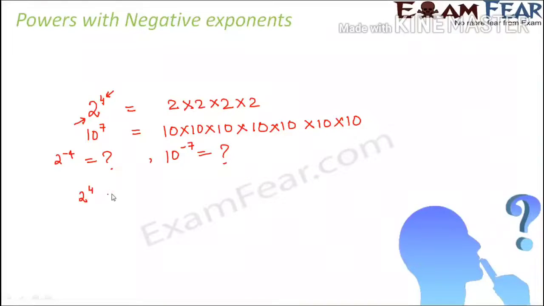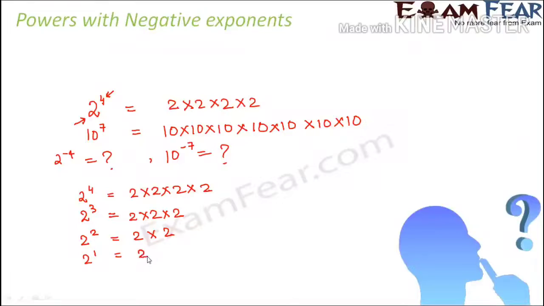So we see that 2 to the power 4 is 2 multiplied to itself for 4 times. Now what would be 2 to the power 3? That would be 2 into 2 into 2. What about 2 to the power 2? That would be 2 into 2. 2 to the power 1 would be 2, because 2 is multiplied to itself only once. What is 2 to the power 0? That means 2 is not at all multiplied to itself. So this is basically 1.